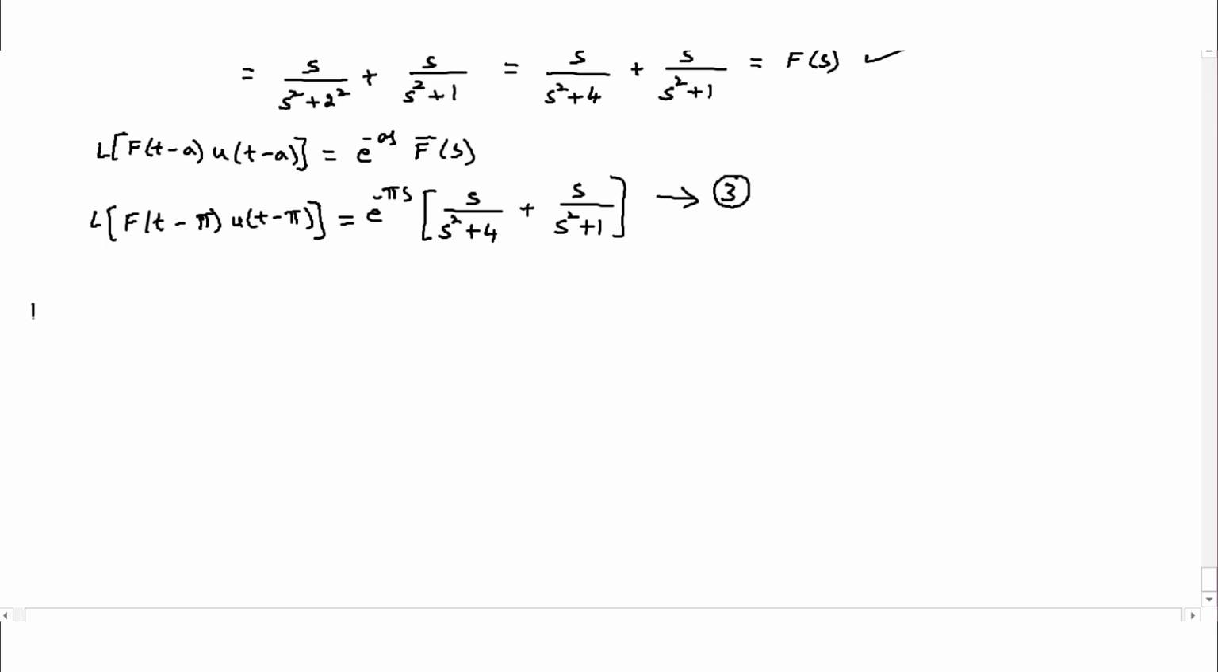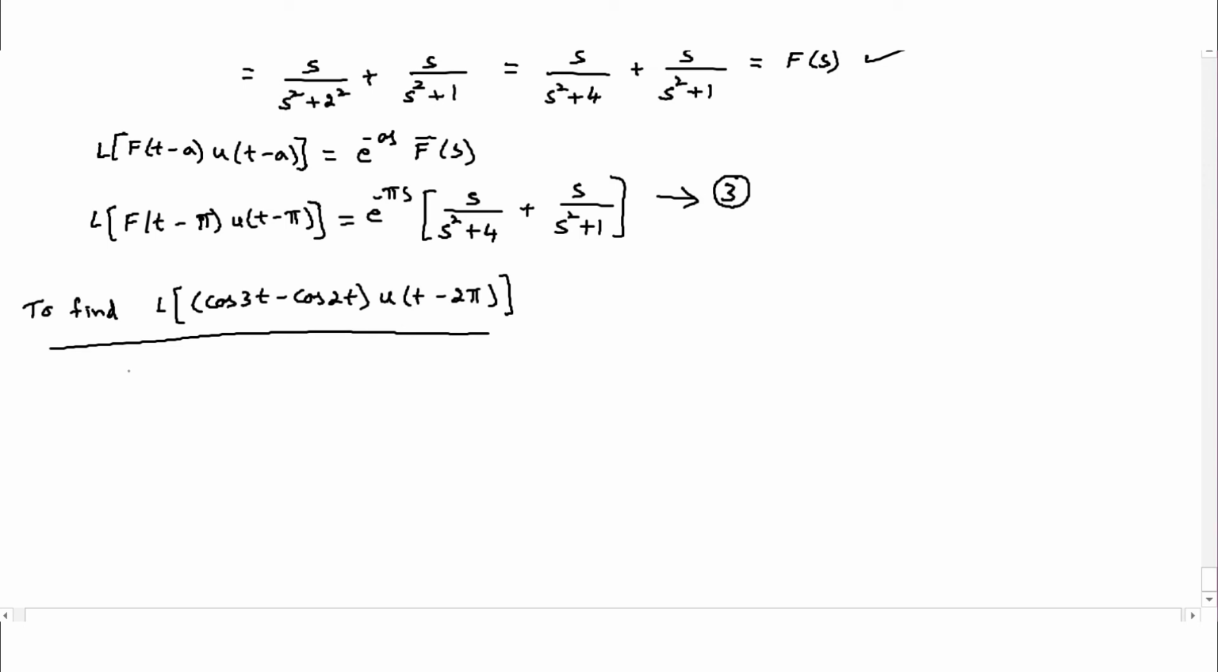I need to calculate one more expression to find the third term of equation number 1. So go back to equation number 1 and check the third term. The third term that we have is the Laplace transform of cos 3t minus cos of 2t times u of t minus 2 pi. This is what I need to find.